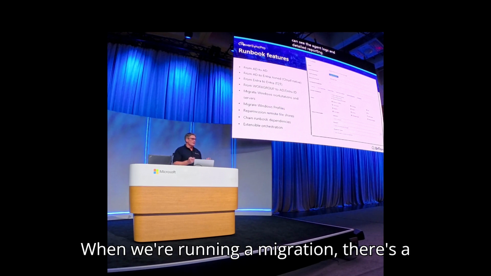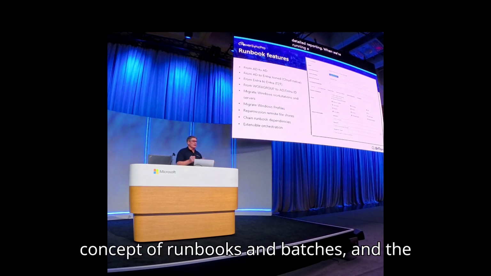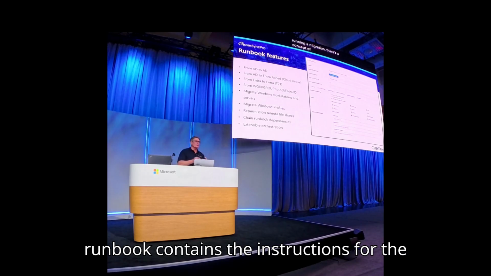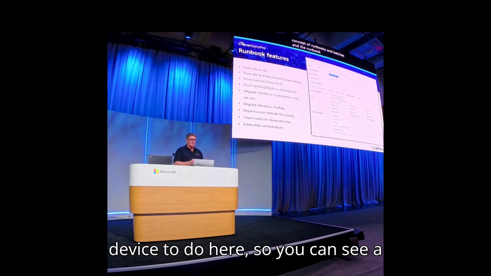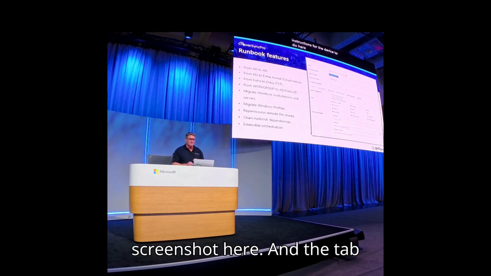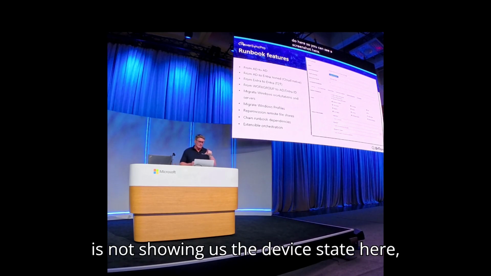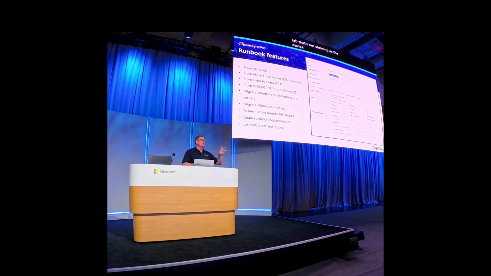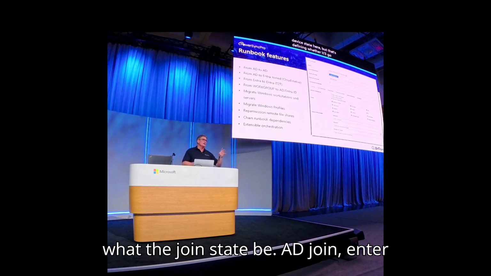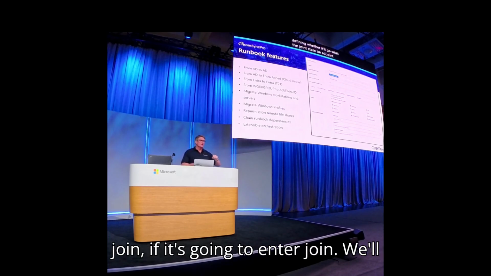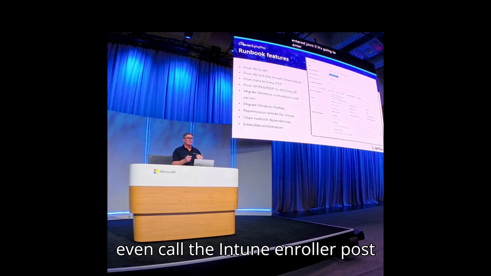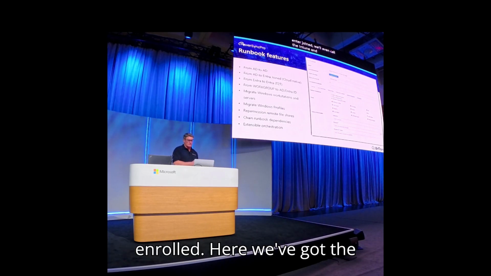When we're running a migration, there's a concept of runbooks and batches. And the runbook contains the instructions for the device to do here. So you can see a screenshot here. And this tab is not showing us the device state here, but that's defining what the join state will be. AD joined, Entra joined. If it's going to Entra joined, we'll even call the Intune enroller post-migration to make sure it becomes Intune enrolled.